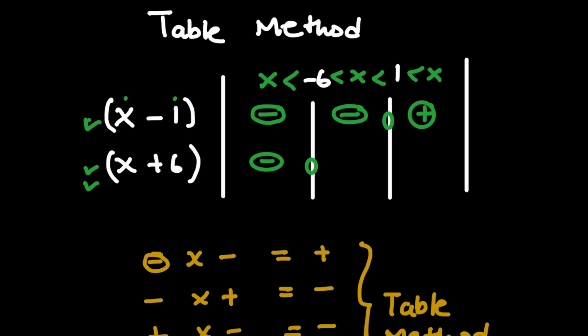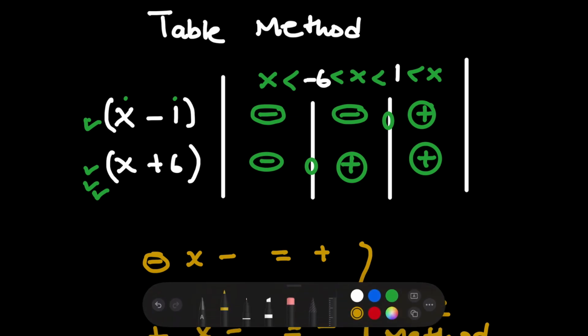Any value of x between 1 and -6, and we insert it here, we are going to get a positive value. So let's say we've got 0, for example, and then we insert it here, it's going to be a positive value. And any value of x that is above 1, and insert it in this bracket, we're going to get a positive value. Okay, guys, so finally now, what do we have?